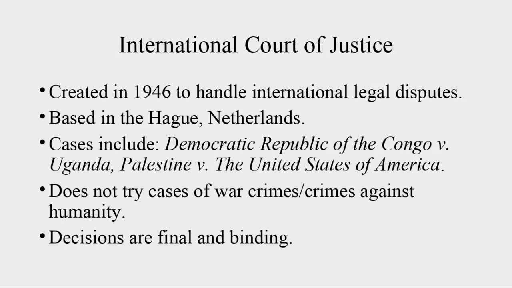Okay. There's also the International Court of Justice, or the ICJ. The ICJ was created in 1946 to handle international legal disputes, mostly between countries. They are based in The Hague in the Netherlands, and they'll look at cases that involve trade, mining, etc. One case that they've looked at is the Democratic Republic of the Congo versus Uganda.